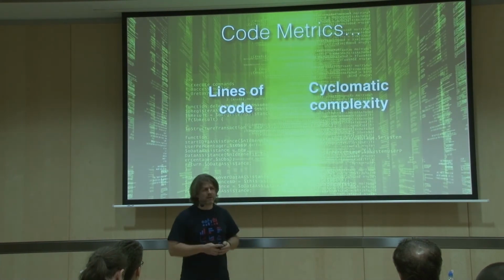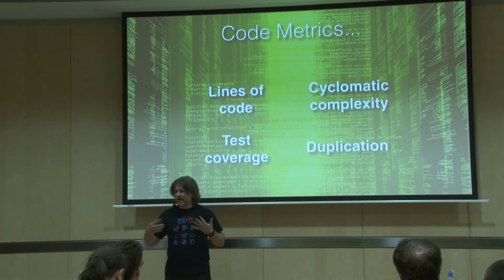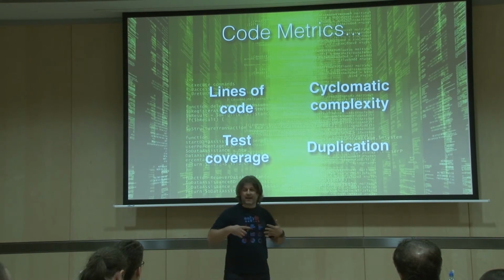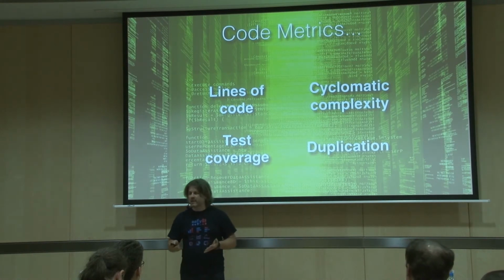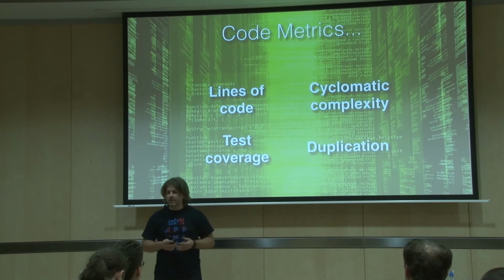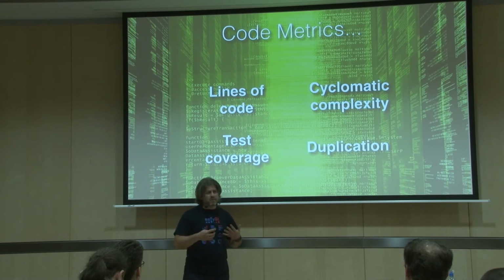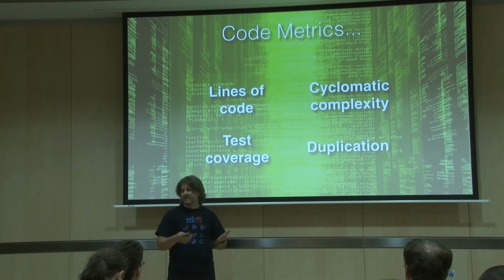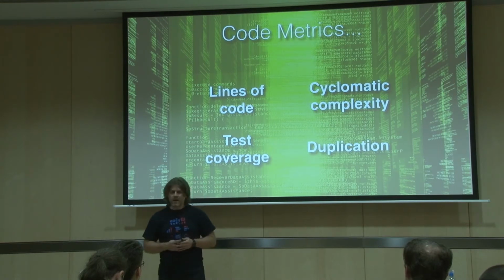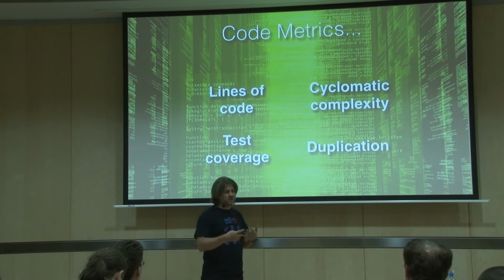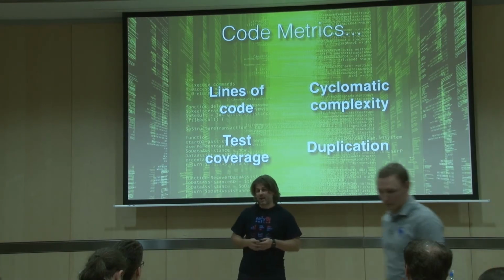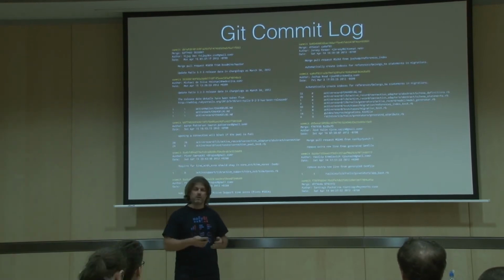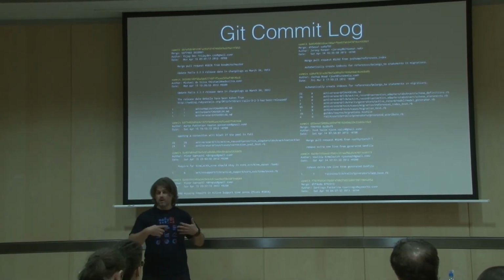We probably use a lot of code metrics to analyze our code, like lines of code, cyclomatic complexity, test coverage, duplication of code. But all these metrics mostly concern the current static snapshot of our code. But our code is not static, it changes a lot. And there is probably a lot of knowledge that we can learn about our code from our commit log.